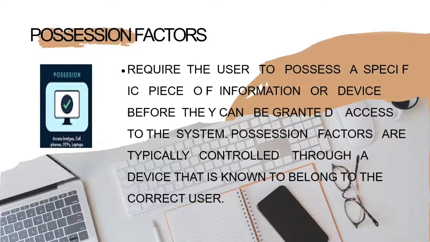The next one is possession factor, or simply known as something you have. Possession factors are usually regulated by a device that has been identified as belonging to the proper user. Before being permitted access to the system, the user must have a certain piece of information or gadget. Possession factor mandates the user give proof of actual possession of a tangible object such as a SIM card, mobile phone, or smart card. With hardware OTP tokens, the possession factor becomes considerably easier to execute with the advancement of contemporary technologies.